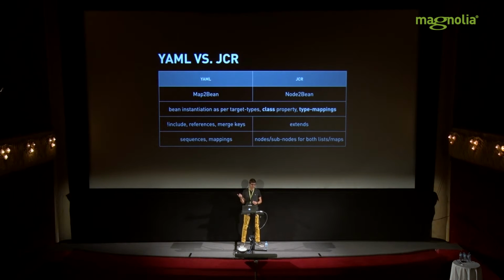On the JCR side, you have extends, which we do not yet support in YAML at least, but on the YAML side, you have some additional fancy features, two of which are part of the specification actually, which are references and merge keys. I'll talk about that in the next few slides. And includes, which is another directive that we've built on top of the spec.